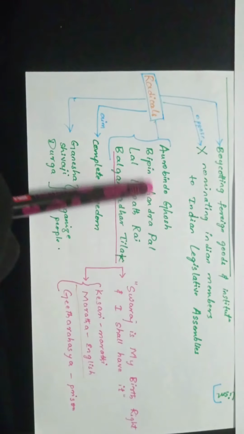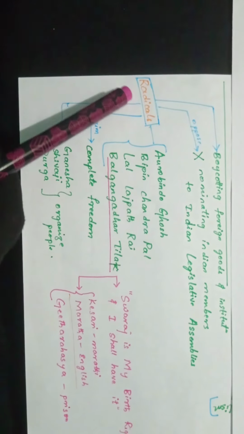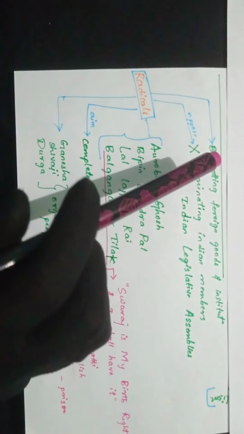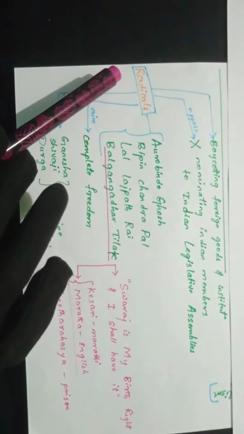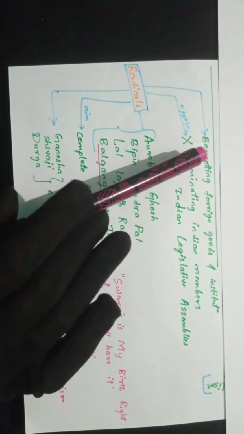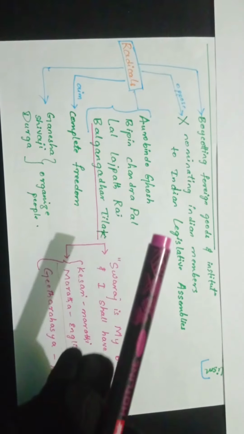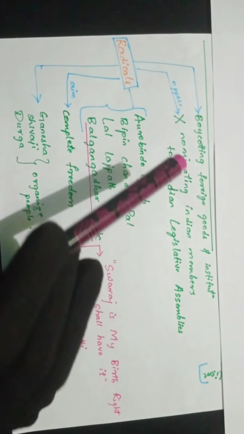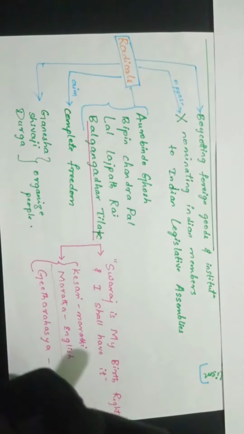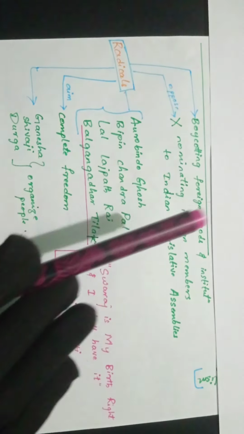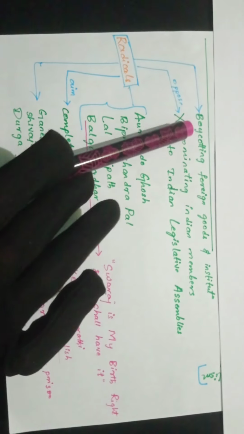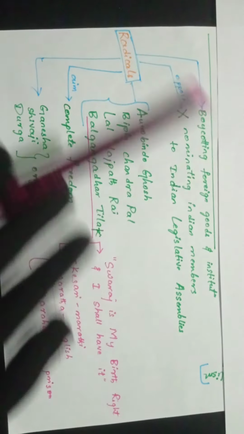Okay, third topic is about radicals. See, some of the points I will say are related only to radicals, like boycotting of foreign goods and institutions. If there is a question like, who were the ones who boycotted foreign goods, the answer should be radicals only. You just remember this, okay? The answer will be radicals.